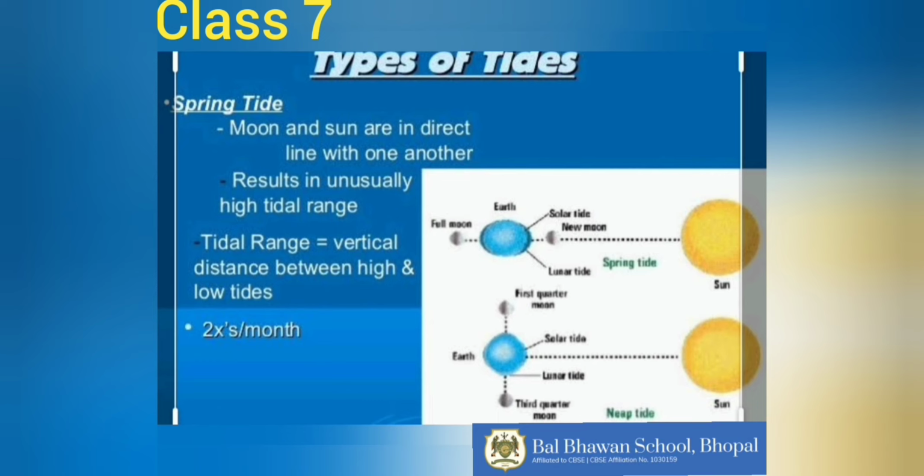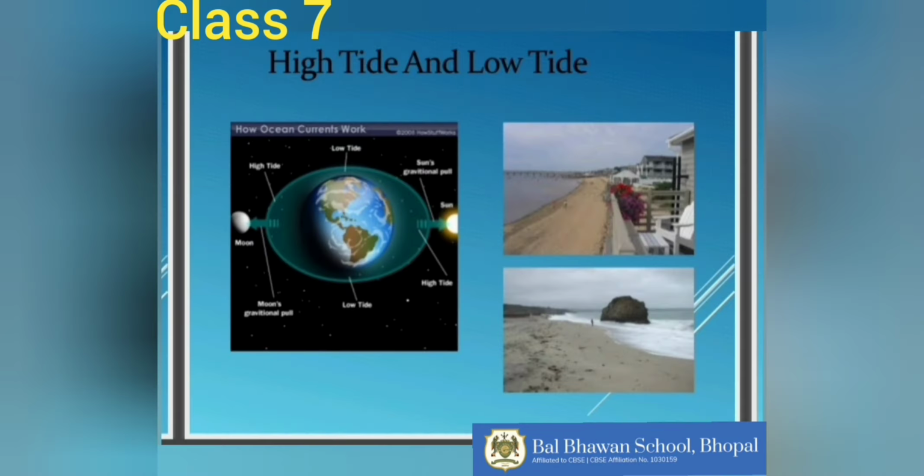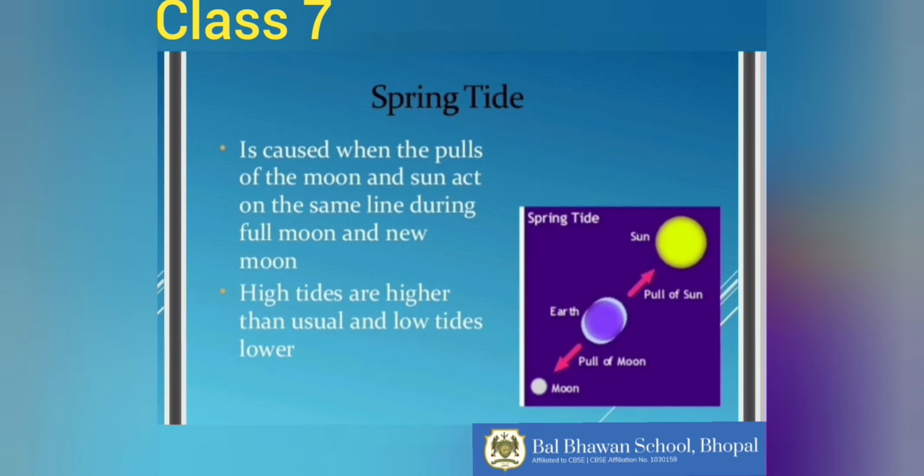There are two extreme positions, on full moon and new moon. The sun, the moon and the earth are almost in a straight line. The sun and the moon exert a combined gravitational pull. Thus, high tides are the highest and low tides are the lowest. This phenomenon is known as spring tide.